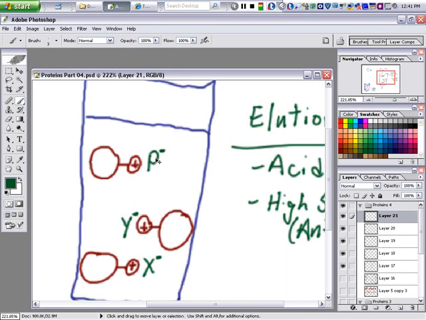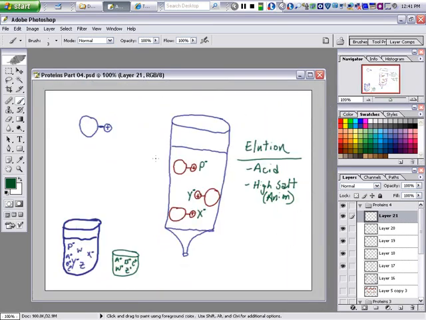Yeah, let's explain that again. Okay, let's just start at the beginning. I'm going to get rid of my proteins if I can. Okay. So you have yourself a solution here that has different types of proteins. Some of the proteins are anionic, which means they have a negative charge. Some of the proteins are cationic, which have a positive charge. And some of the proteins are neutral.